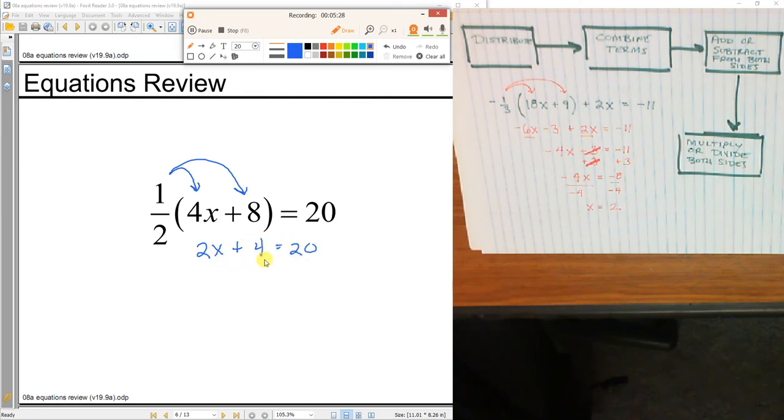Distribution is done. No combining of terms. Subtracting 4, 2x equals 16, dividing by 2, x equals 8.